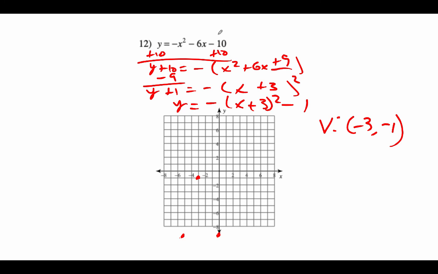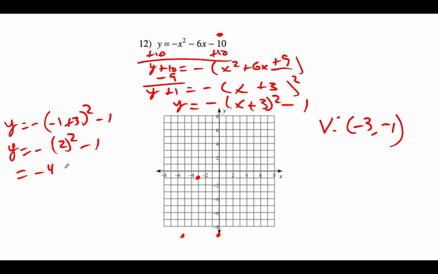Again, I got the y-intercept from up there. So I can put a negative 1 in there. Y equals negative 1 plus 3 squared minus 1. I actually think it's easier to plug into these ones too. And I get negative 4 minus 1 is negative 5. So I got negative 1, negative 5. Symmetry, 2 away from the axis of symmetry, 2 away. Looks like a parabola to me. A good looking parabola.